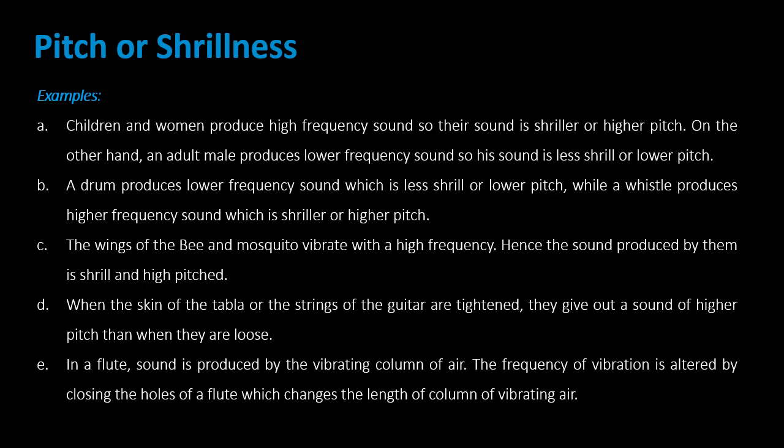In a flute, sound is produced by the vibrating column of air. The frequency of vibration is altered by closing the holes of a flute, which changes the length of the column of vibrating air.